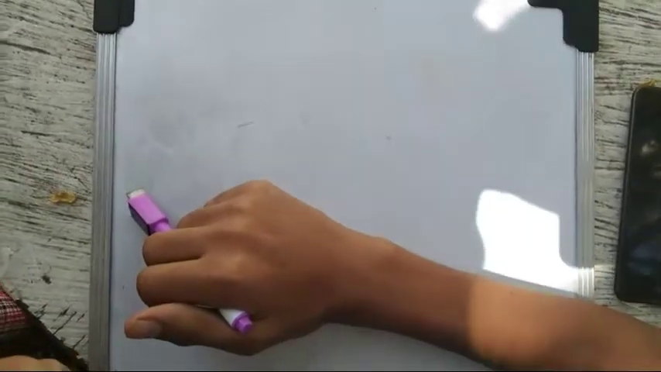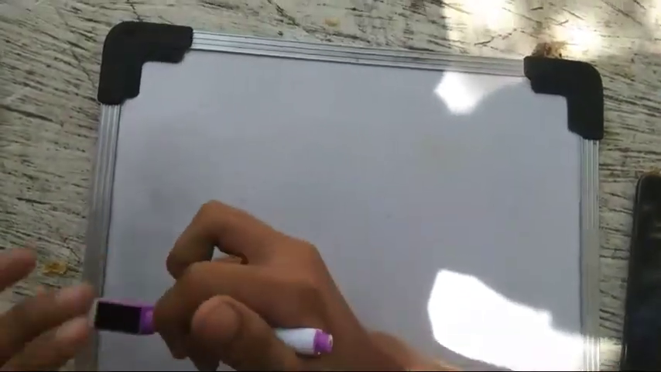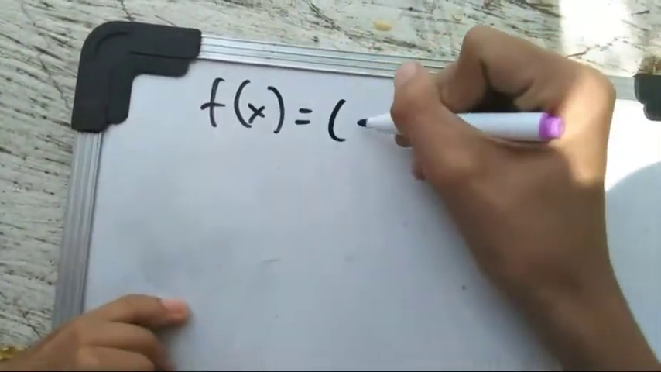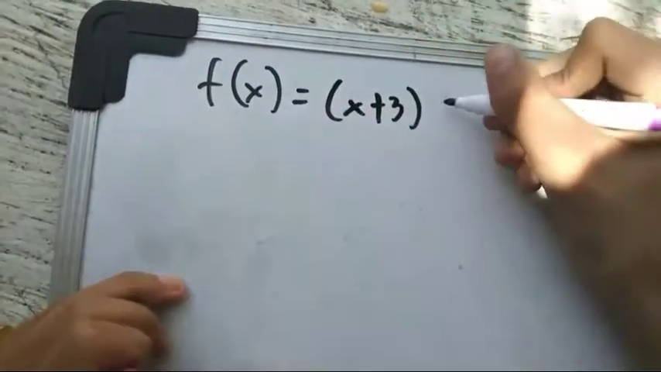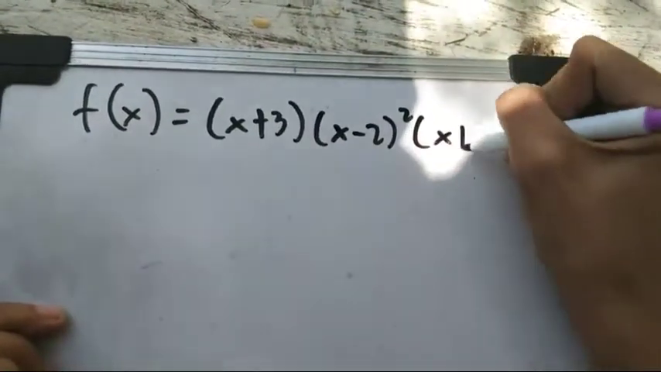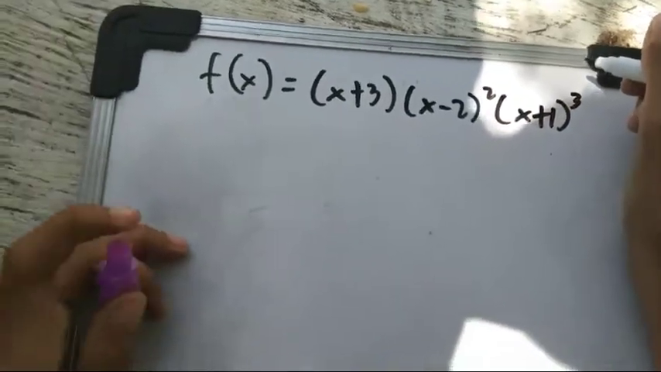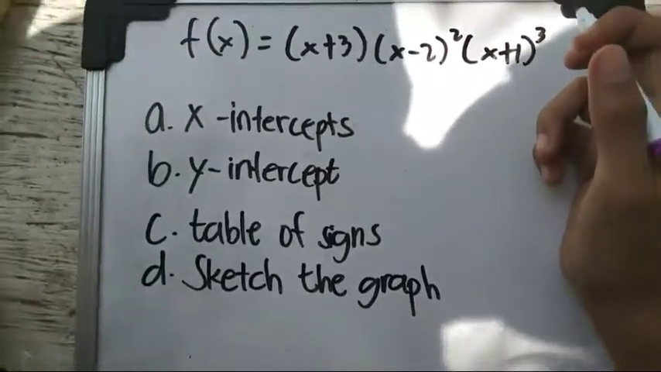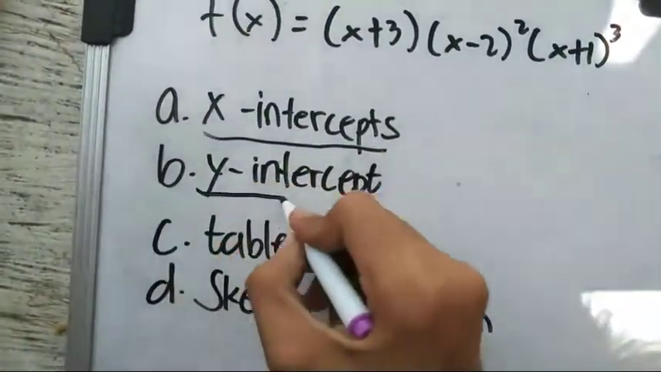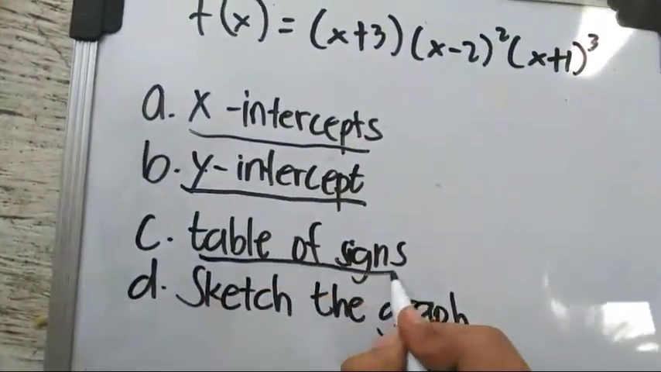Now we are going to solve polynomial functions. Let's start with this given: f of x equals the quantity x plus 3 times the quantity x minus 2 squared times the quantity x plus 1 cubed. Since we already have the given, we are going to look for the following: A, the x-intercepts; B, the y-intercept; C, the table of signs; and D, sketch the graph.